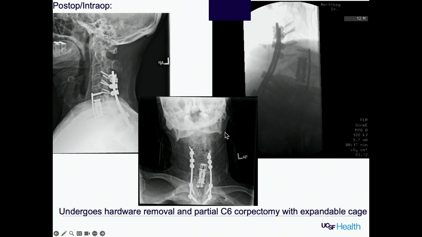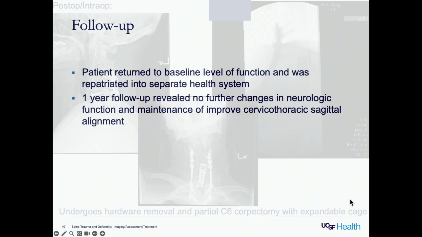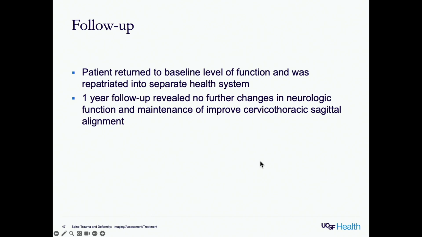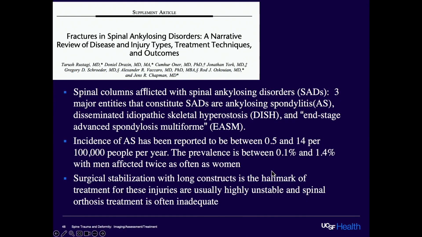So we took him back to the operating room, put in an expandable graft, and did a partial C6 corpectomy, and were able to revise only the anterior portion of the construct in order to achieve a harmonious construct. So he did very well. I've been following him for a little over a year, and he's repatriated to another health system, but otherwise has not required any other revision. When evaluating patients with ankylosing spondylitis, DISH, and end-stage advanced spondylosis, these are patients that can have highly unstable fractures due to the long moment arm of many fused vertebral segments. And so they often have multiple fractures during the initial evaluation, and they should be treated aggressively with long constructs.